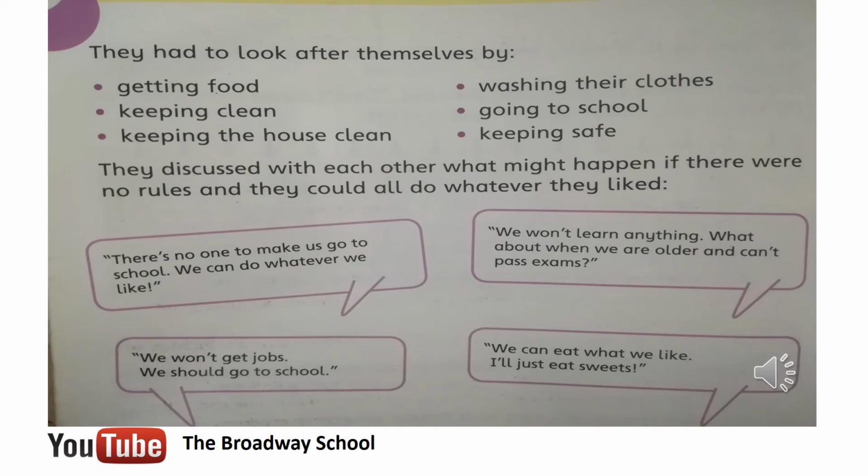They discussed with each other what might happen if there were no rules and they could all do whatever they liked. Now, someone is saying, there is no one to make us go to school, we can do whatever we like. So, they are feeling so relaxed here and discussing this. We won't learn anything. What about when we are older and can't pass exams? Another one is thinking about this. We won't get jobs, we should go to school.